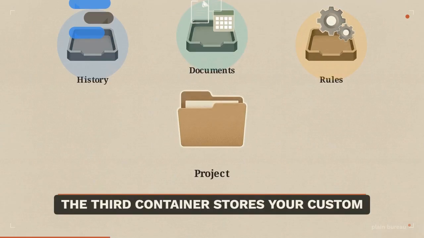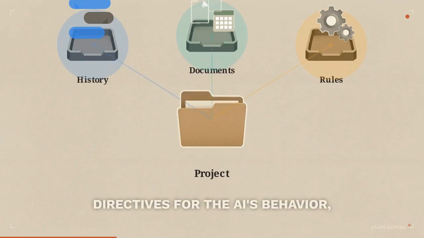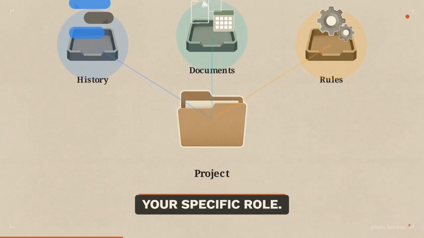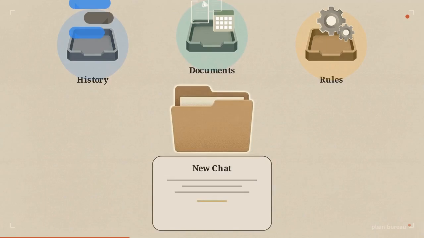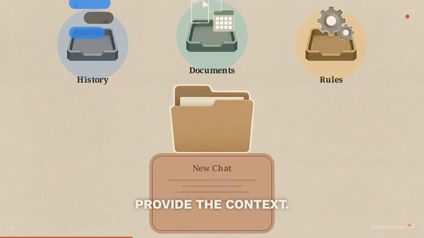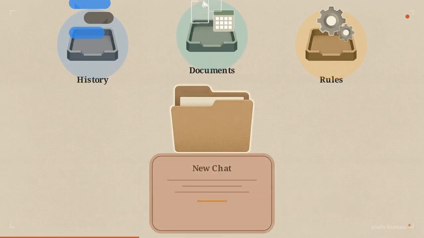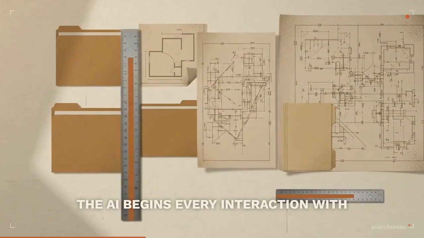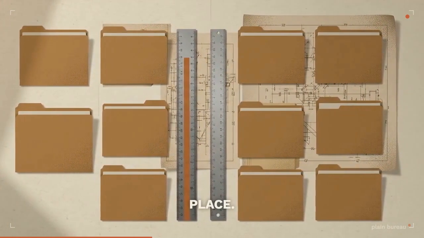The third container stores your custom instructions. This is where you set permanent directives for the AI's behavior, locking in formatting constraints and your specific role. When you start a new chat within the project, these 3 components automatically provide the context. The hub knows the background before you type a single word. The result is a workflow grounded in your specific material. The AI begins every interaction with your files and rules already in place.